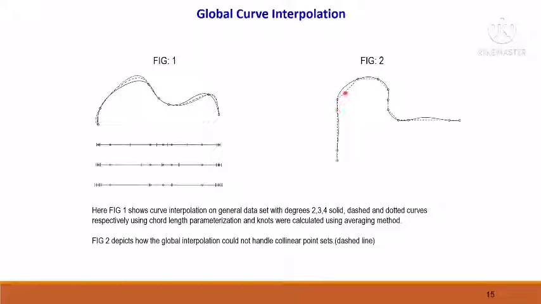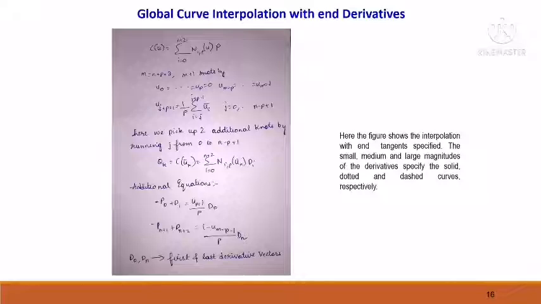As you can see, if there is a dashed line, then there must be some curve, because global interpolation works like that. Now, global curve interpolation with end derivatives is similar to global curve interpolation without end derivatives. It is not uncommon for derivative vectors to be specified as input data. We use the same solution as specified for global curve interpolation.